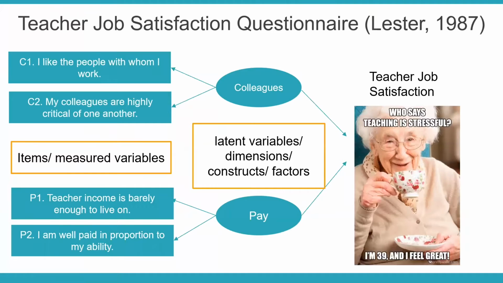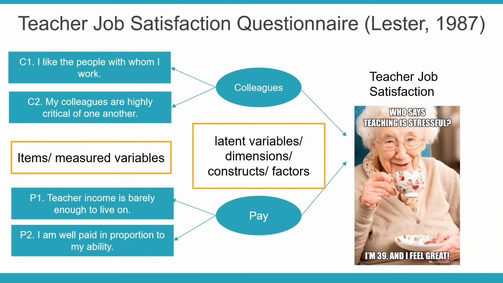If you are not sure what are items and constructs, let's take a look at the example here. These are the items and constructs originated from teacher job satisfaction questionnaire, which developed by Lester in 1987. The items are the measure variables.